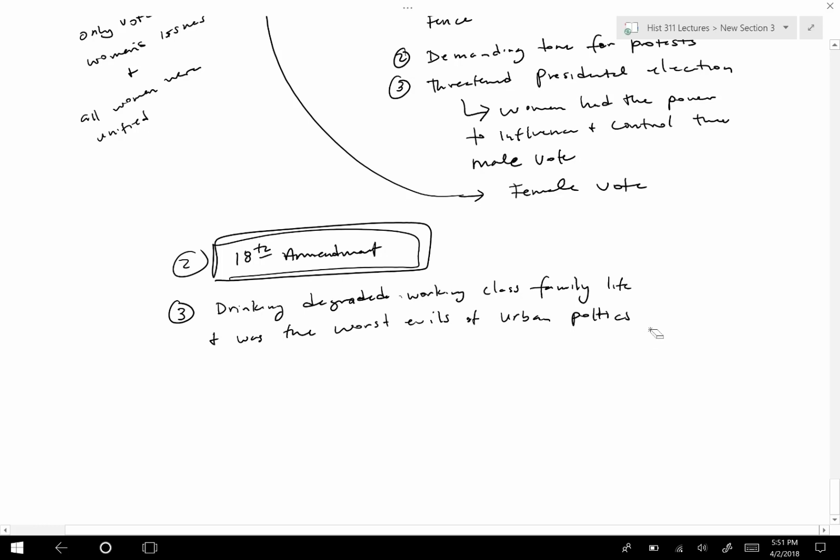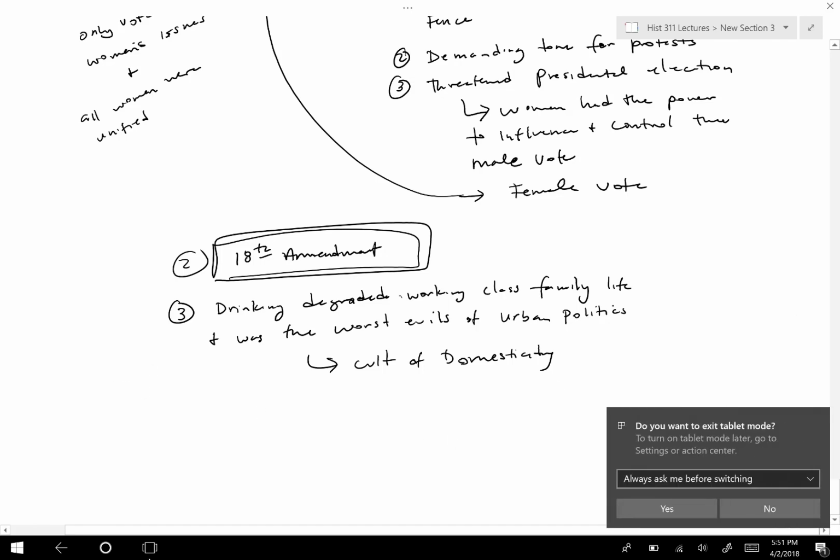And women saw themselves as a huge push in this from the cult of domesticity, because drinking was seen as destroying people's lives. There was, let's see if I can find it, there was this drawing that essentially was like, one drink is too many.